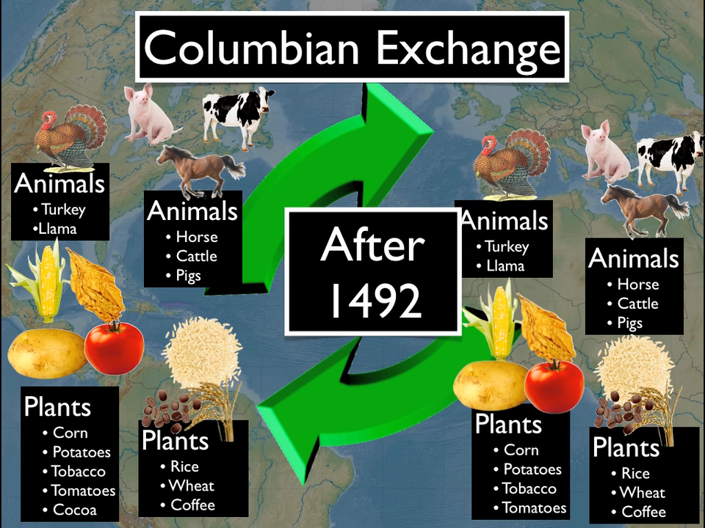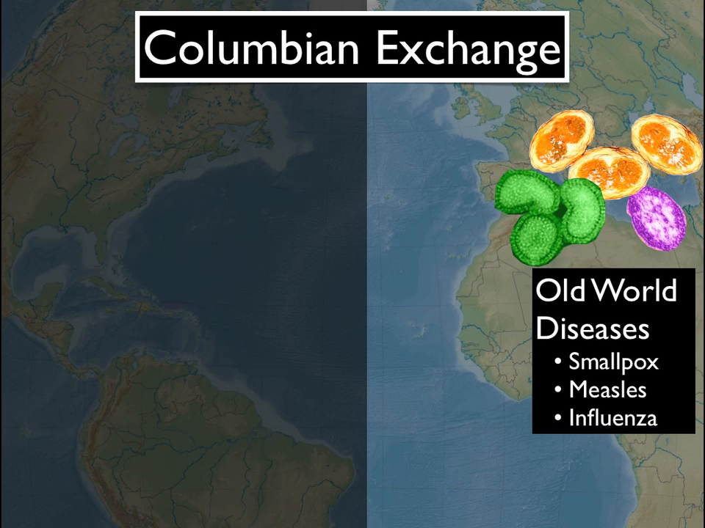So it sounds like the Columbian Exchange was a good thing, right? I mean, what would spaghetti and pizza be without tomato sauce? Unfortunately for the Native Americans, the Europeans brought with them more than just plants and animals to the New World. They also brought death and disease.